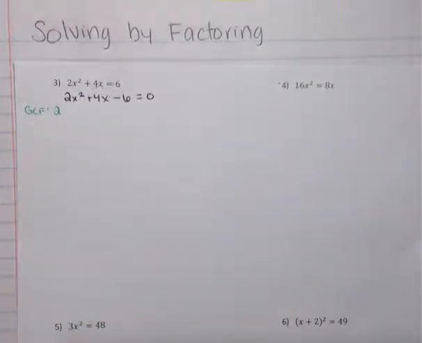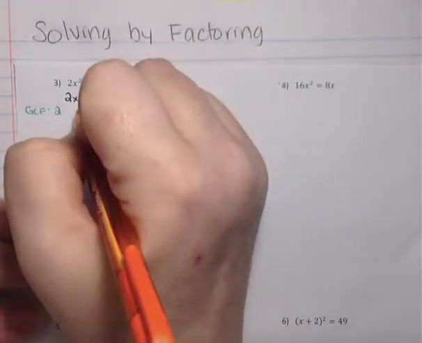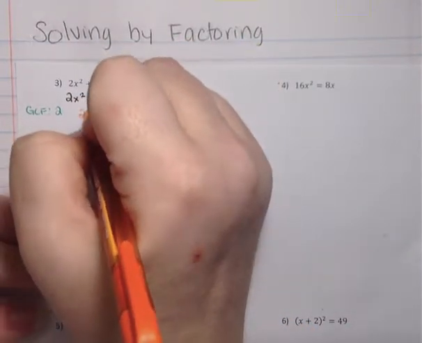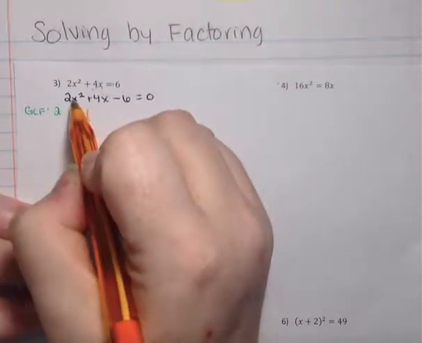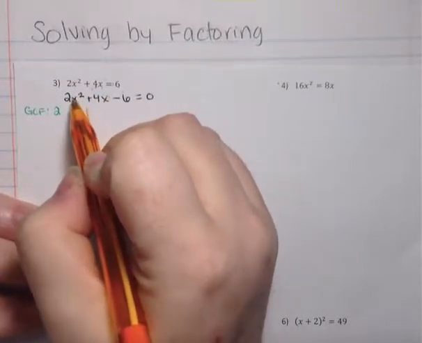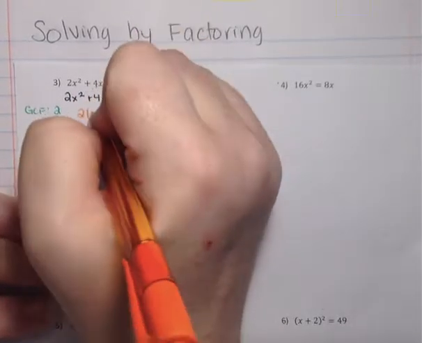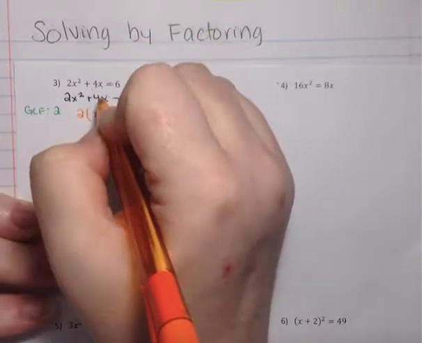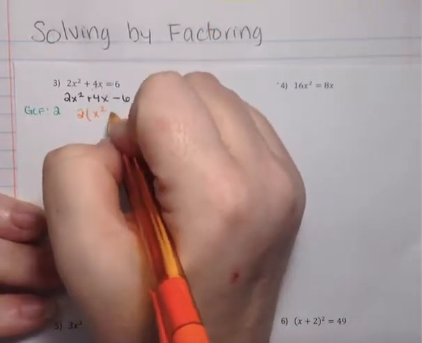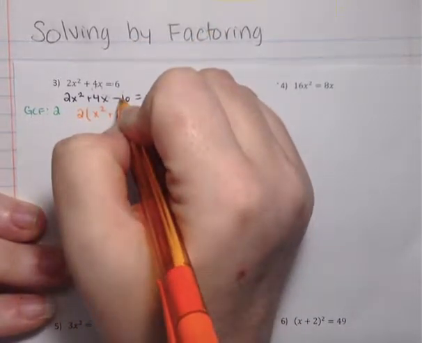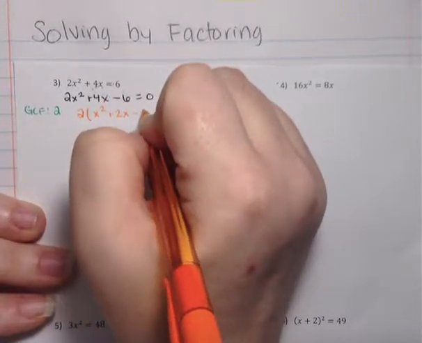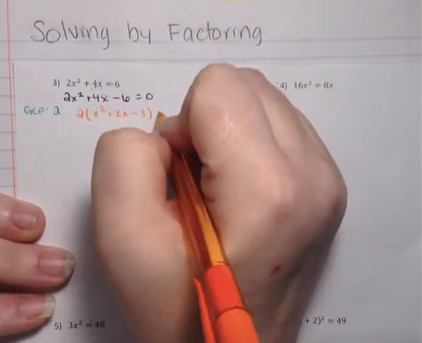We need to rewrite this to have our GCF on the outside. So we're going to have parentheses, and we're going to divide everything by the 2. So 2x squared divided by 2 is going to be x squared. 4x divided by 2 is going to be a positive 2x. And negative 6 divided by 2 is a negative 3, close parentheses, and it is still equal to 0.